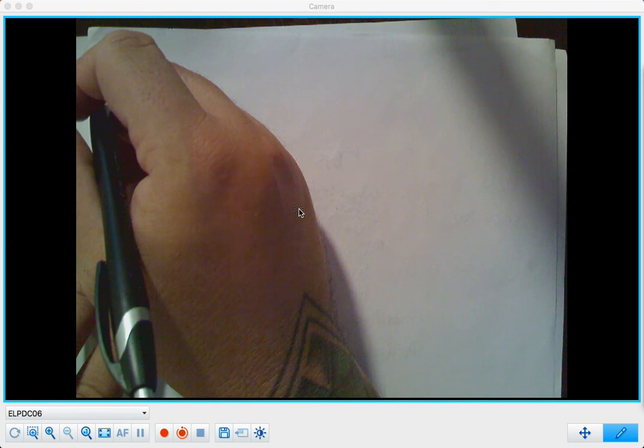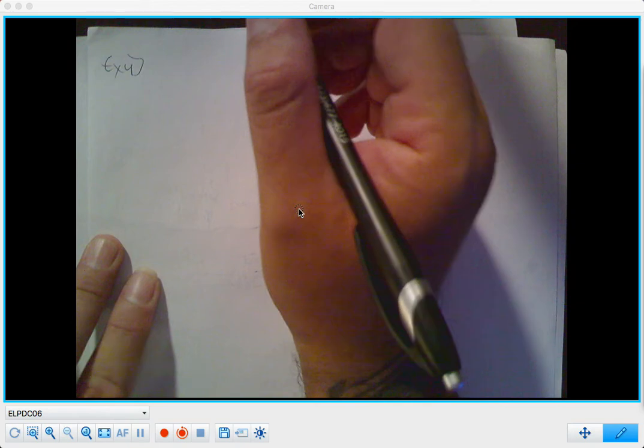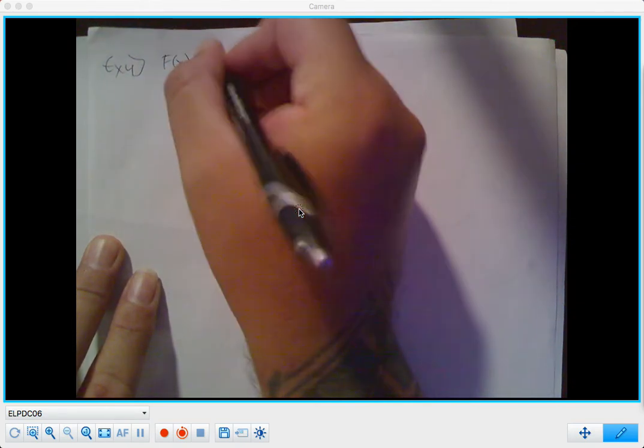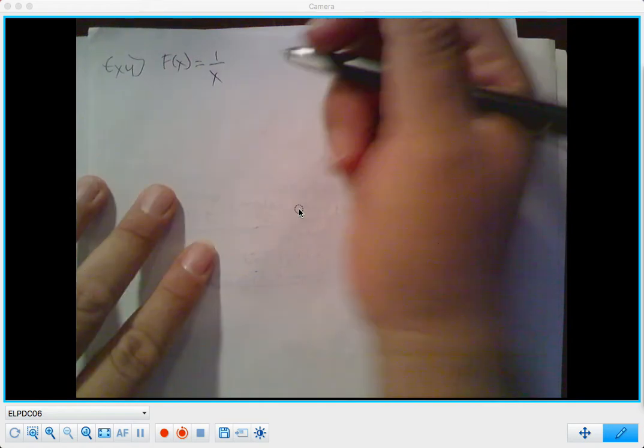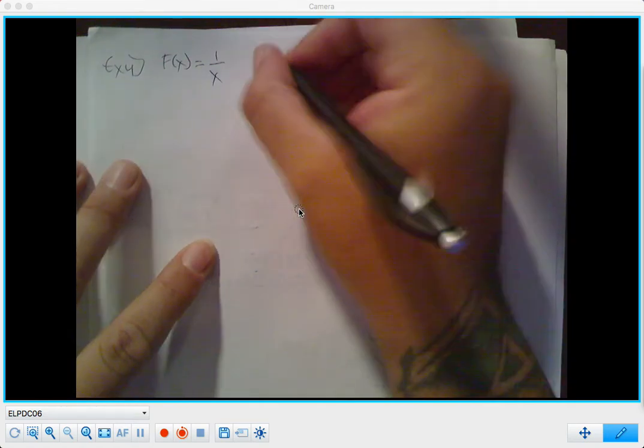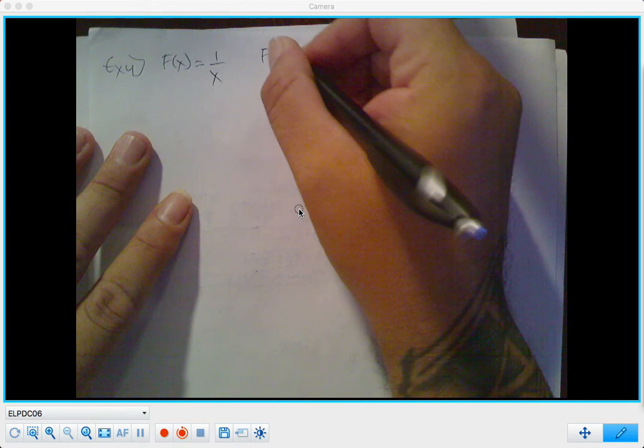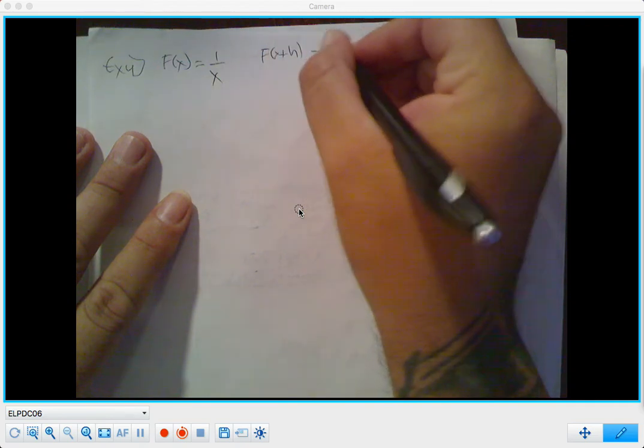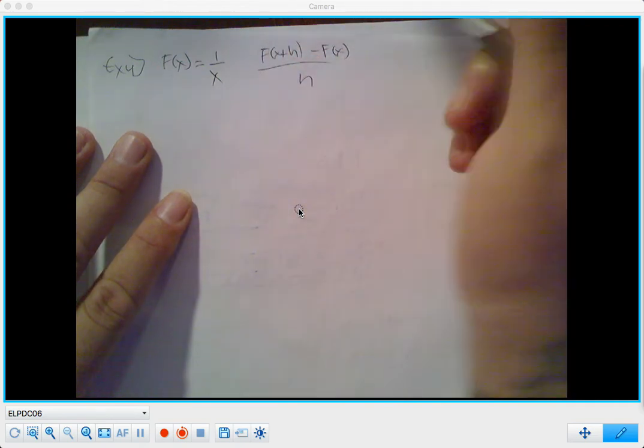Okay, I want to do a hard one. Let's do this one. This would be example 4. f of x equals 1 over x. Again, same thing: f of x plus h minus f of x over h.